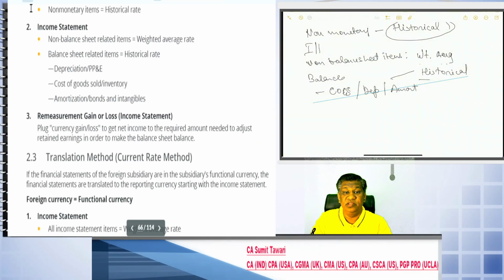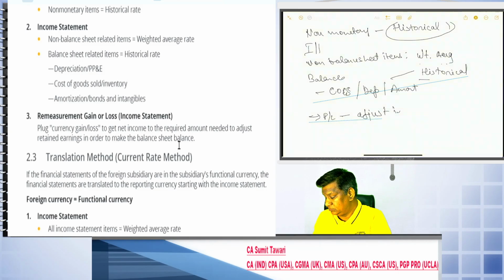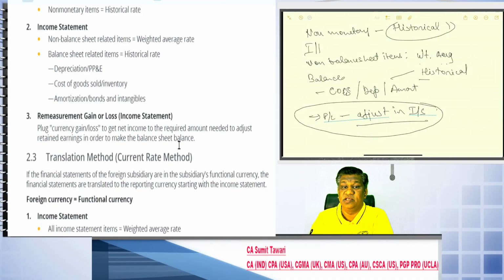In the income statement, plus currency gain or loss to get the income, the required amount is needed to adjust retained earnings in order to make the balance sheet balance. Whatever may be the difference in the balance sheet, the exact difference we need to carry from the profit and loss account, and we need to adjust it in the current income, or income statement, I can say. So it is basically the balancing number which we need to give effect to in the P&L. Okay, so this way we need to do it.